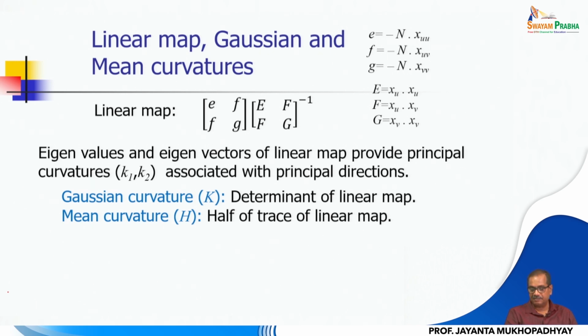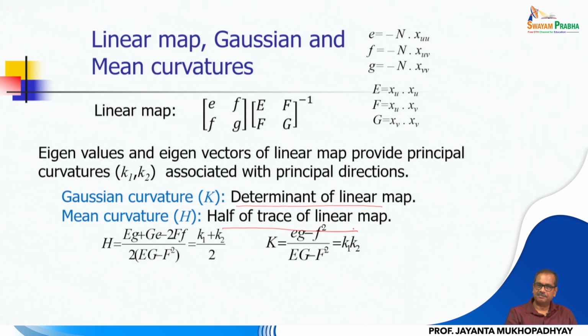One of them is Gaussian curvature, which is actually the product of these two principal curvatures, and this can be measured as the determinant of the linear map. And the mean curvature, which is the mean of those curvatures, that means half of the summation of those principal curvatures, and it is also half of the trace of the linear map. Since we have this linear map, we can compute the determinant and so on. So these are the expressions, and this is how the coefficients of the first and second fundamental forms are used for computing these curvatures.